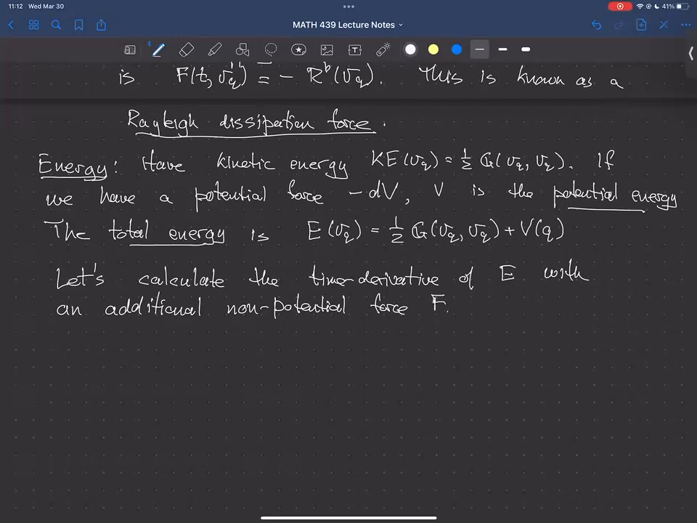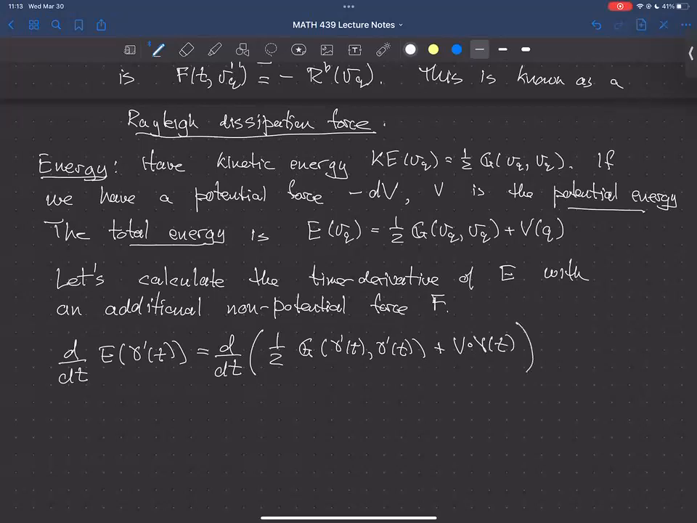Okay. All right. So I just write down the energy and then differentiate. So d by dt of the energy at gamma prime of t is d by dt of, so the energy is 1/2 g of gamma prime of t, gamma prime of t, plus V of gamma of t. Okay, so that's the energy. Now I just differentiate.